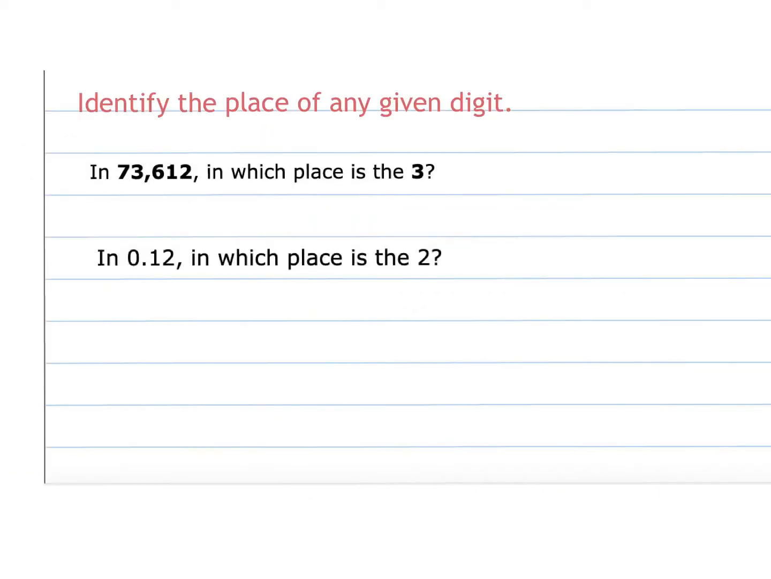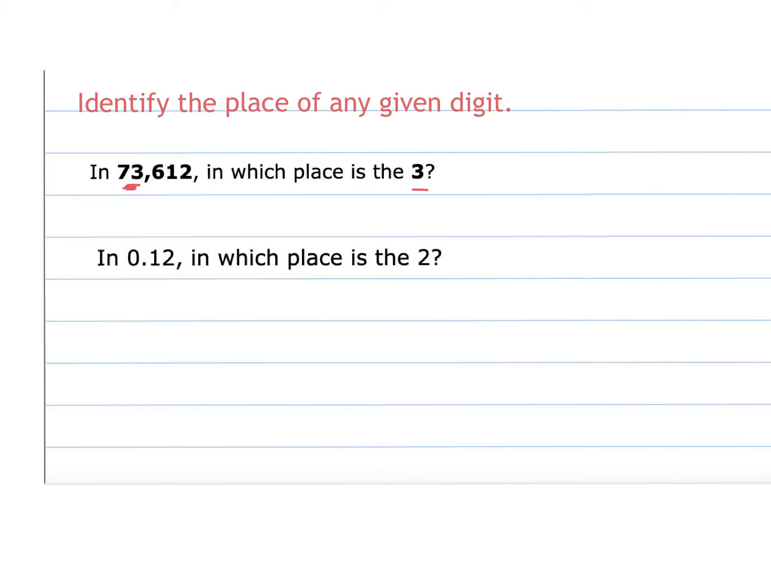All right, we're going to do a couple examples of each type of problem that we just did. So identify the place of any given digit. I would like you to write down just this number, 73,612. And remember, you can pause this video at any time and then unpause it when you're done writing something down. So 73,612. And then we want to know in which place is the 3. So I'm going to delete that, and I'm just going to underline the 3.